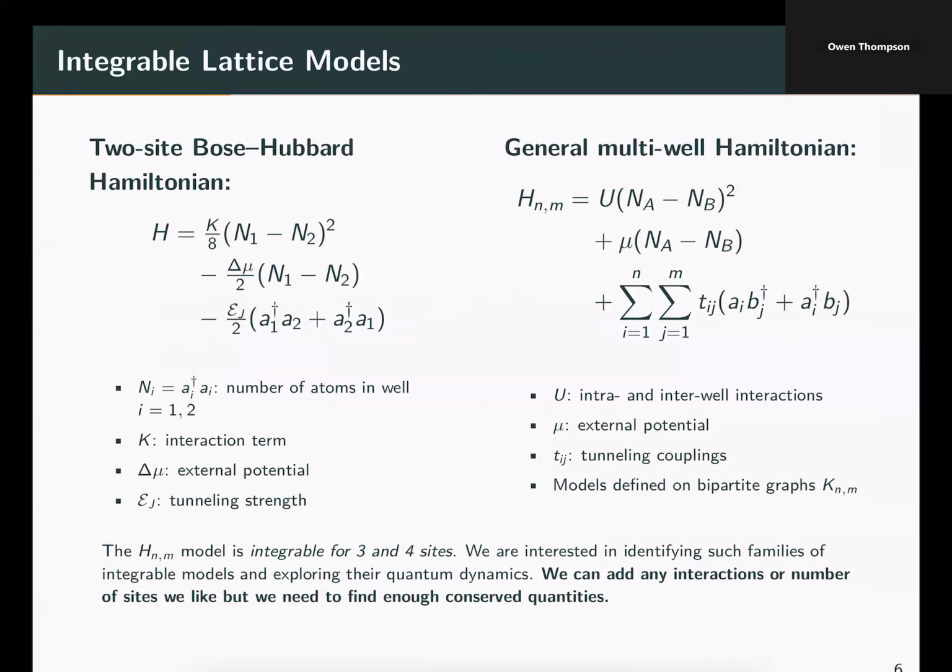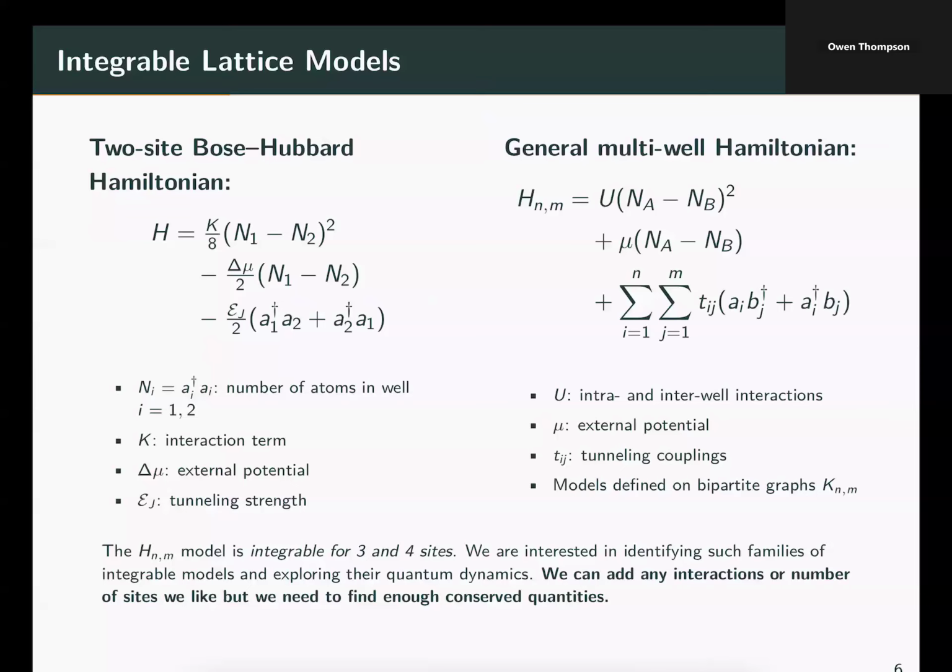The prototypical model was the Bose-Hubbard model that we've seen before. You have an on-site scattering interaction, that K term, so it's particles colliding on one lattice site and repelling each other. An external potential, this mu term, which is like a tilt here. You've got two levels, you can just tilt them. And then some tunneling between the two sites.